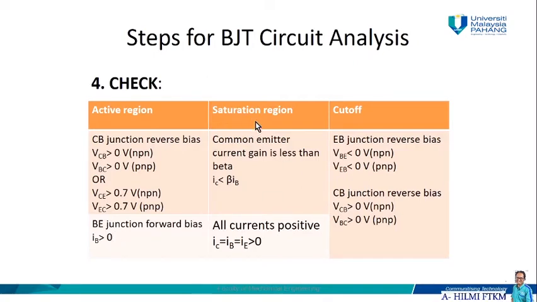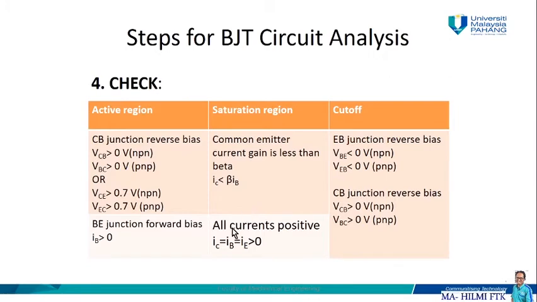And then we have the saturation region. The common emitter current gain is less than the beta. So we can check IC must be less than beta IB, because in saturation region, it does not function as an amplifier. If the value of IC is larger than or equal to beta IB, it means it is undergoing amplification. It means it is not in saturation region, it is in active region.